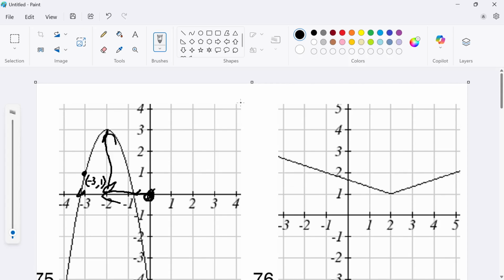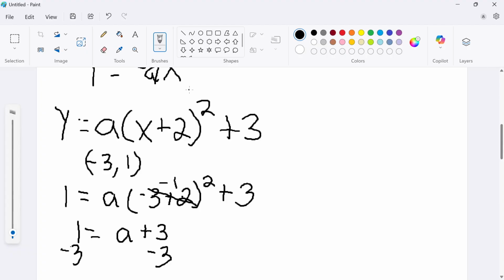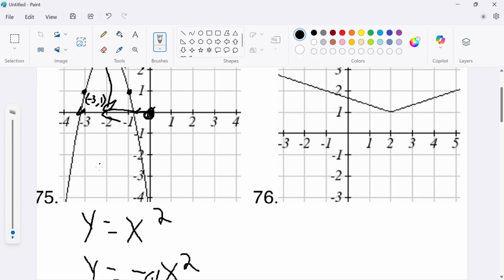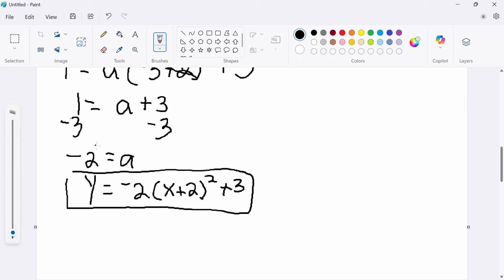So moving the vertex of the parabola gets me the plus or minus. If it moves to the left, it's plus. If it moves to the right, it's minus, whatever that value is in with x. Up and down gets me this value. And then I put in a point, an integer, a very clear point. I could have used negative 3, 1, or I could have used negative 1, 1. That one would have been even easier to use on that graph to figure out what the a is. So this is the answer to that one, negative 2 times x plus 2 squared plus 3.